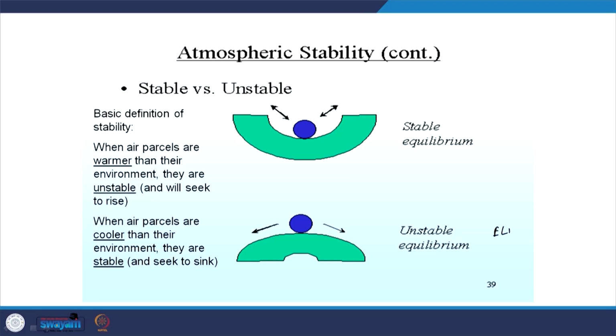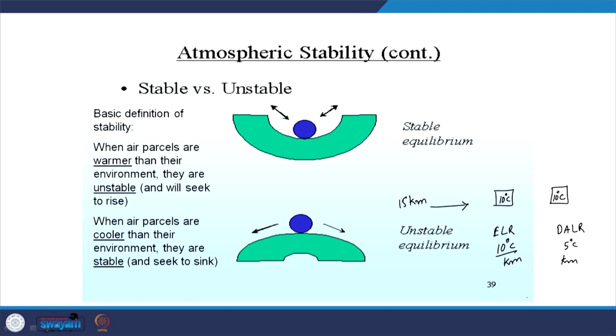Now, in a similar scenario we can look at the unstable situation. Let us say, for example, we reverse these two things. The environmental lapse rate is 10 degrees Celsius per kilometer, and the dry adiabatic lapse rate inside the air parcel is 5 degrees Celsius per kilometer. You take the same reference of 15 kilometers, at which the environment temperature is 10 degrees Celsius and the air parcel's temperature is also 10 degrees Celsius.